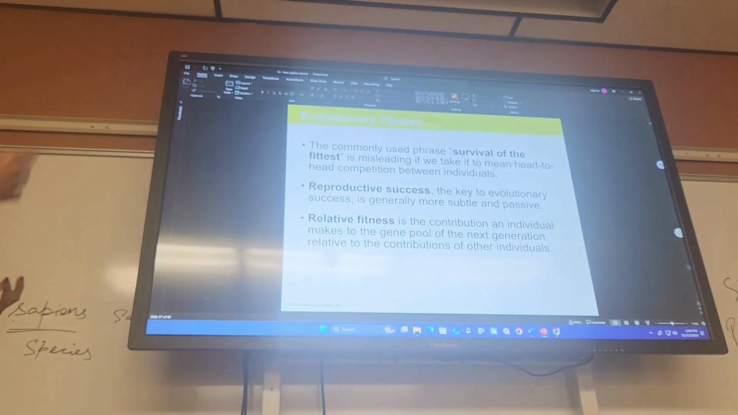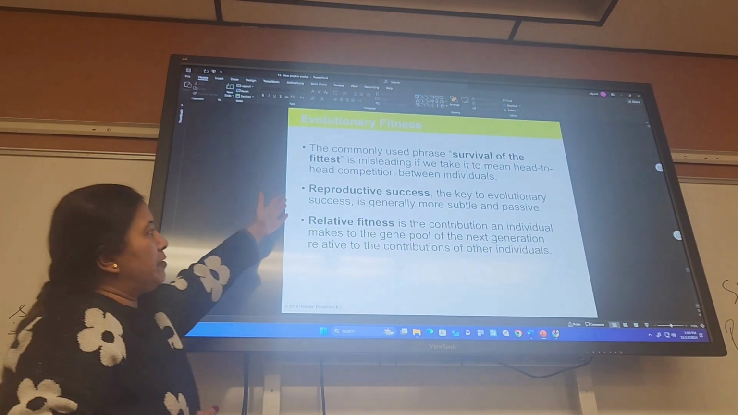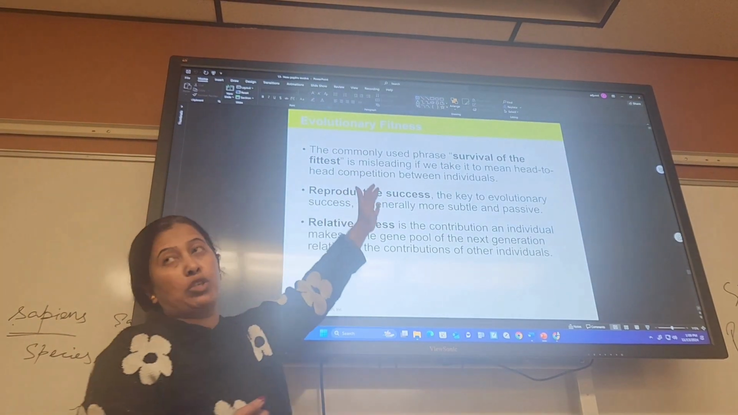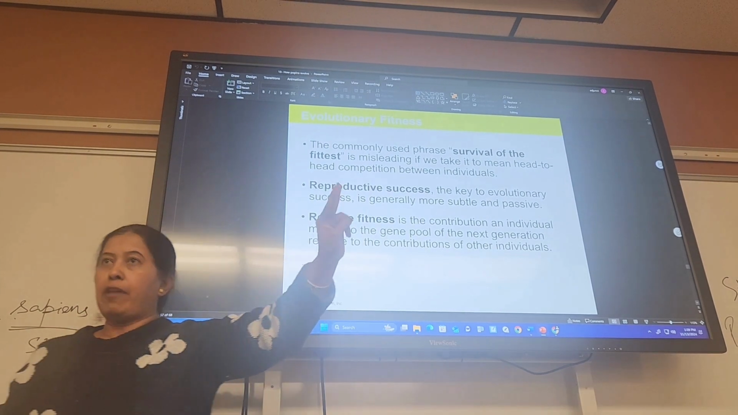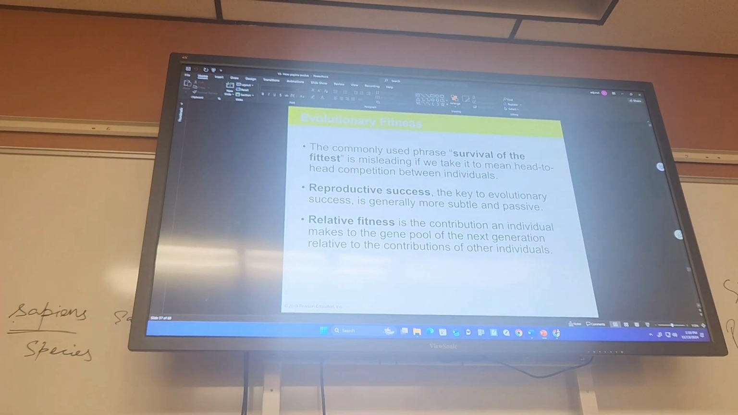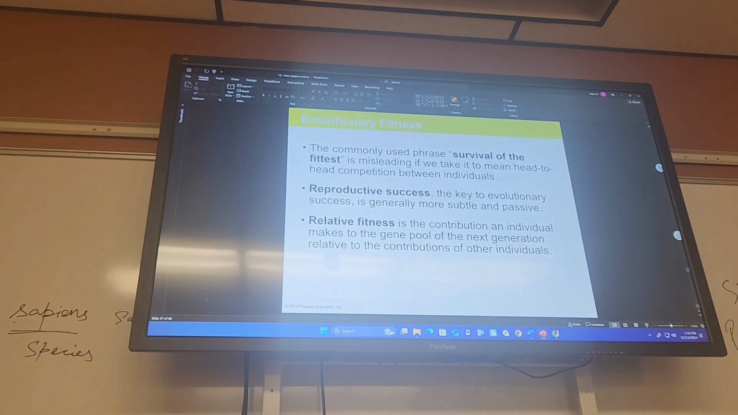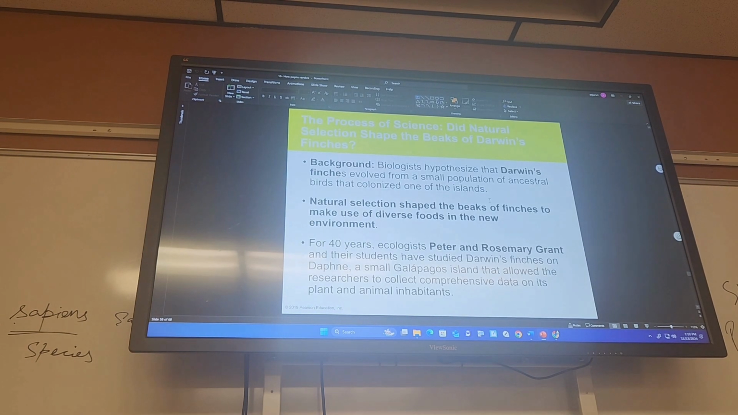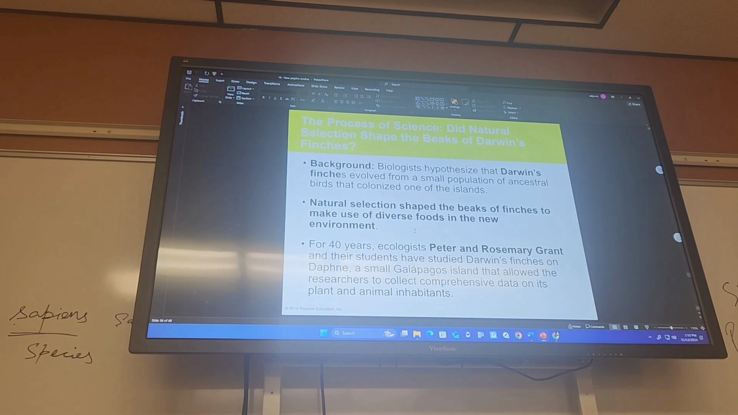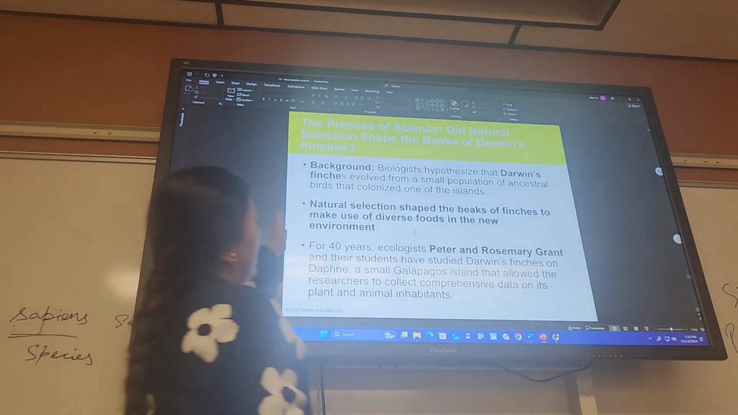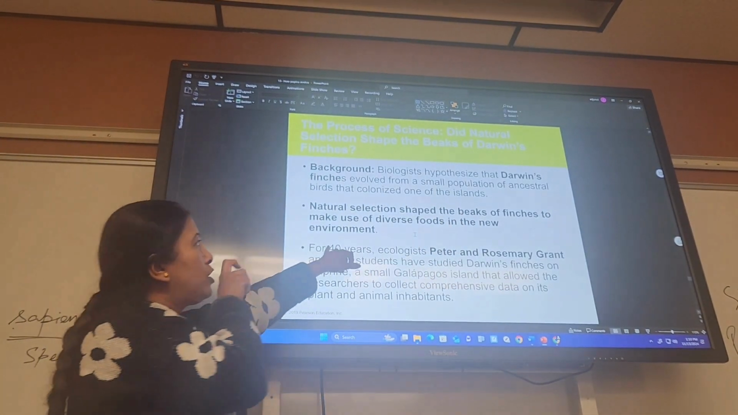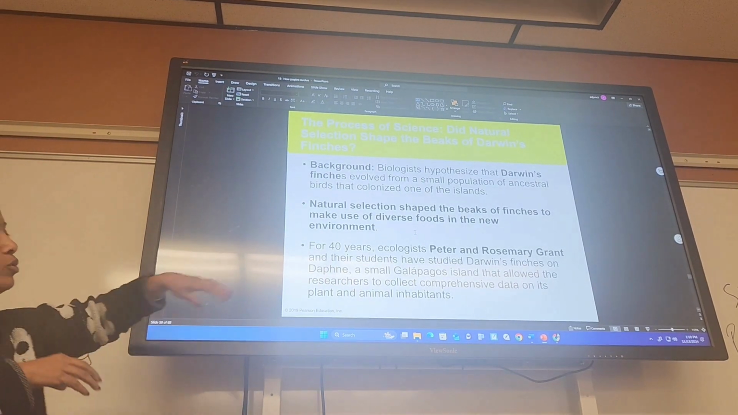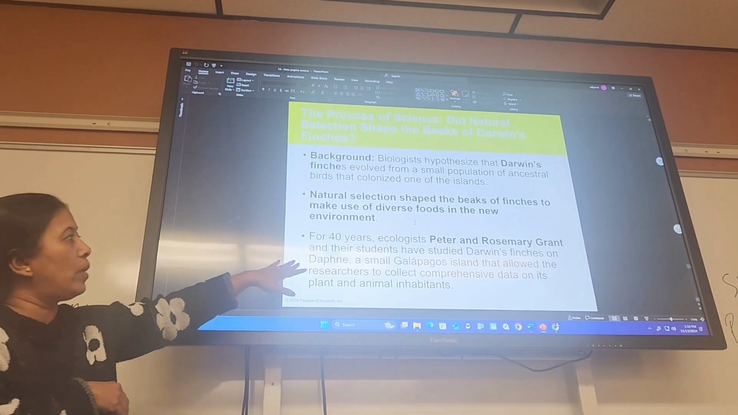It's a multi-layered process. So reproductive success is the key to evolutionary success. Remember, nature is only looking at two things: efficient reproduction and fitness, that means survival. This is the contribution an individual makes to the gene pool. So Darwin studied these finches, okay? There are some birds, and he was looking at the beaks of these finches to make use of the diverse foods in a new environment.